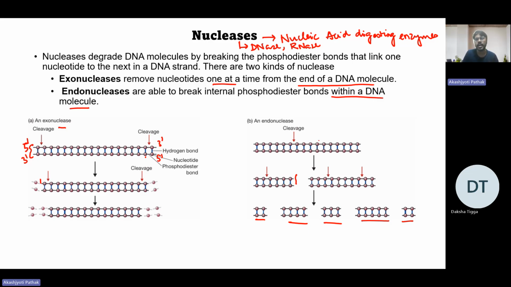Okay. So it is not cleaving the nucleotides or the phosphodiester bonds which are present towards the end, but it is cleaving the phosphodiester bonds which are present towards the inside of the DNA molecule. So it can cut over here or over here. So as a result, you are getting different fragments of the DNA molecule.